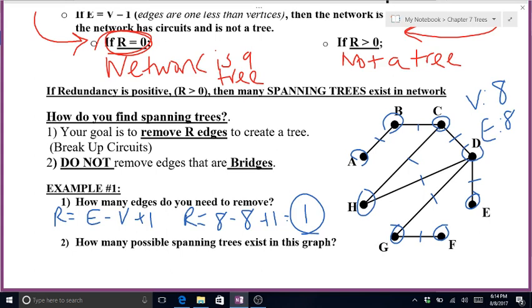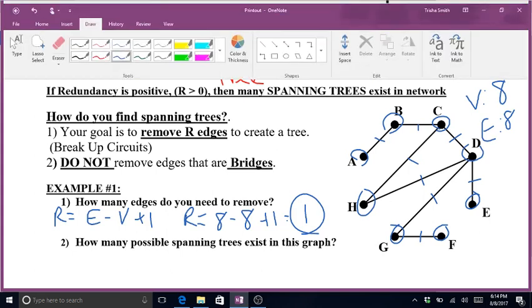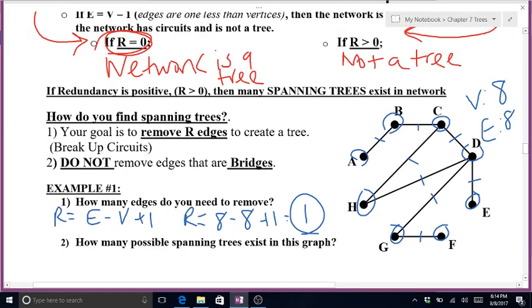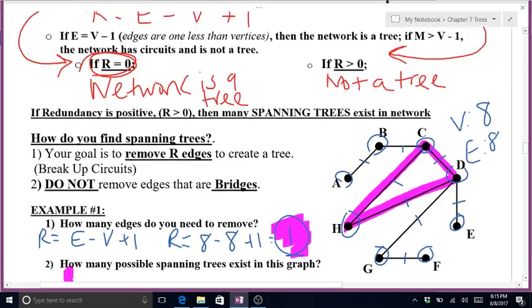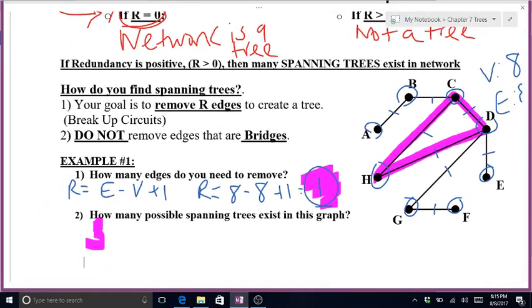Well, now we need to find our circuit so we can remove one of those edges and answer question number 2, how many possible spanning trees exist in this graph? Well, my circuit's here, this triangle. So I can remove any one of these 3 sides, only one of them, remember, we just need to remove one of them. So this means I have 3, let me not write in highlighter, that's a bad idea, oops.